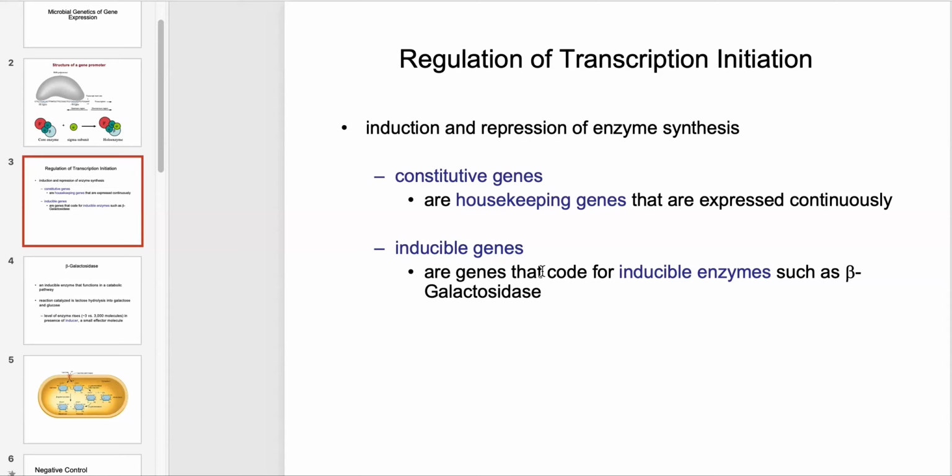An example of that would be genes that encode inducible enzymes like beta-galactosidase. Beta-galactosidase is necessary for the utilization of lactose. So not surprising, if the microbe doesn't have any lactose around to eat, then it would turn off a gene like that. Whereas if there suddenly is lactose in the environment, the microbe might want to turn that gene on.